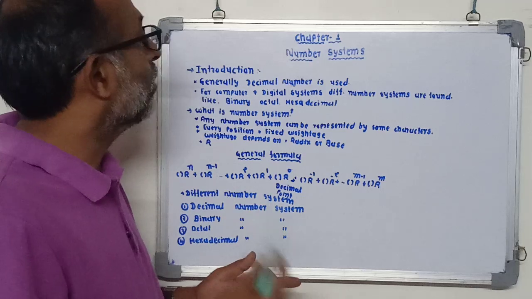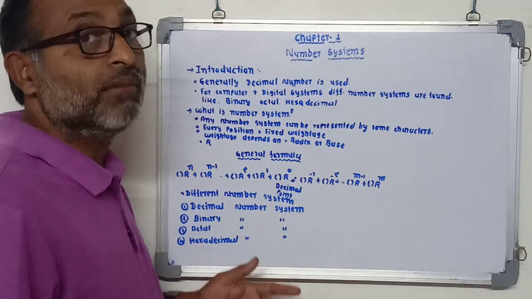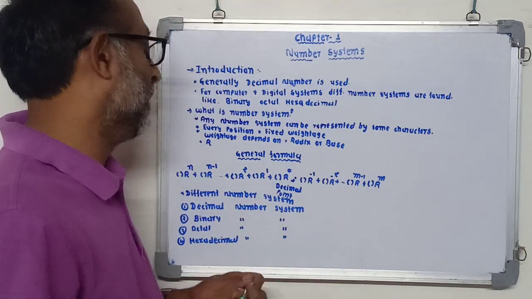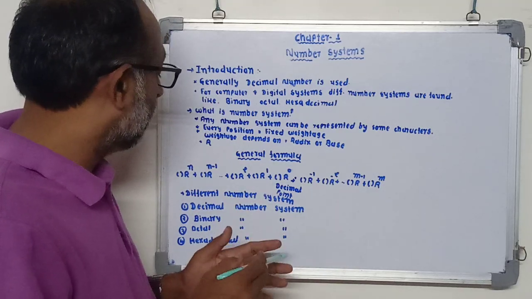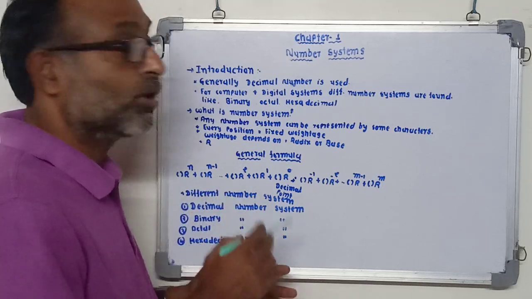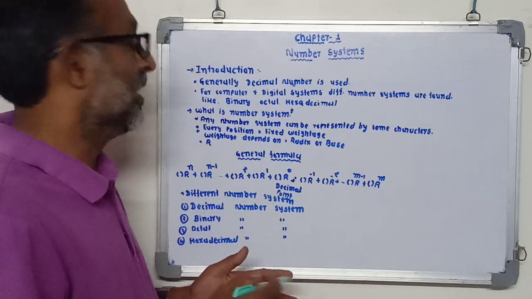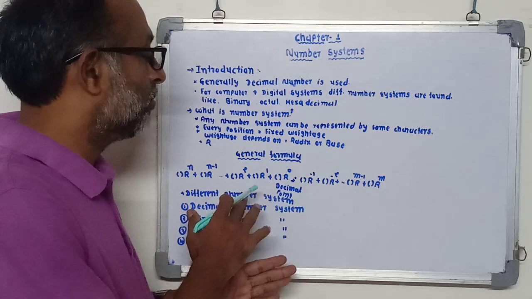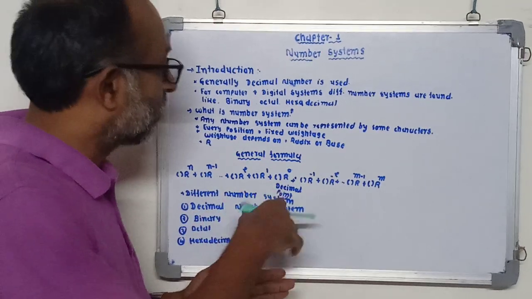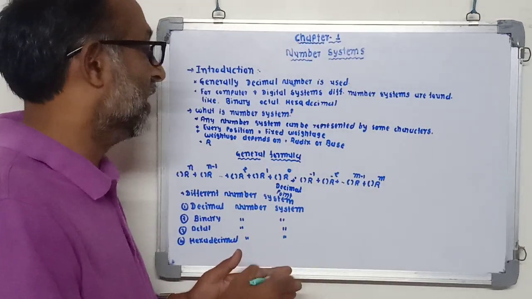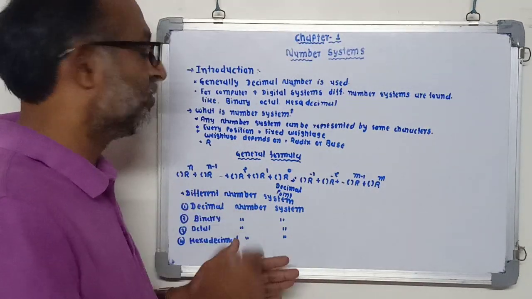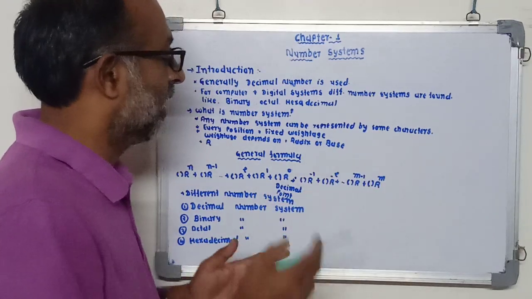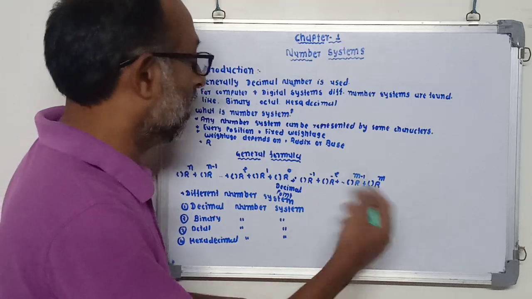Now any number system can be represented by a general formula. This is the basic formula by which any number system can be represented. If there is a decimal point, we take some characters before the decimal point and some characters after the decimal point. Here n characters are used before the decimal point and m characters are used after the decimal point.